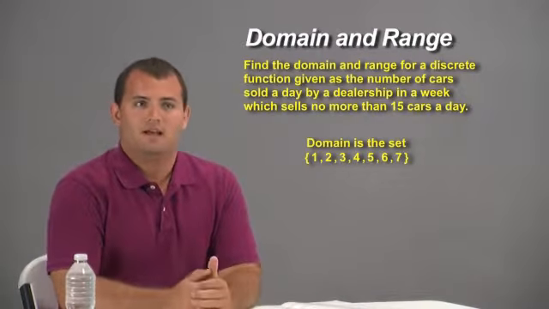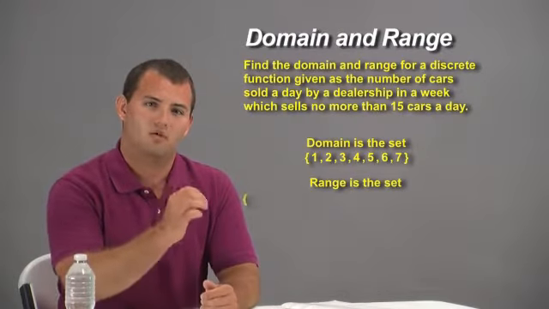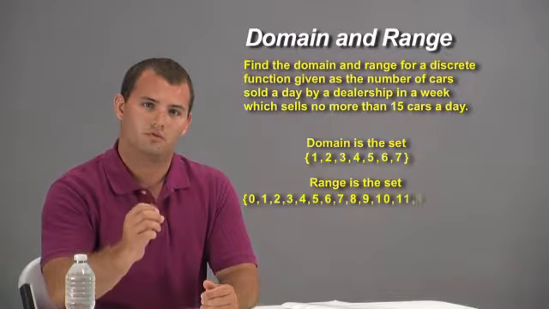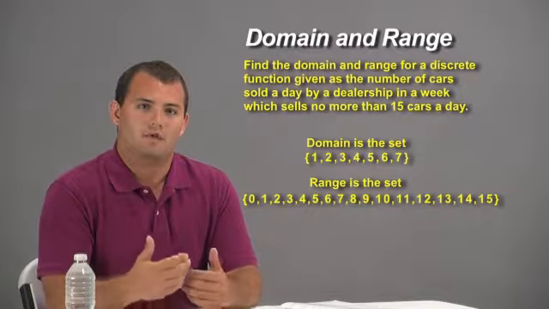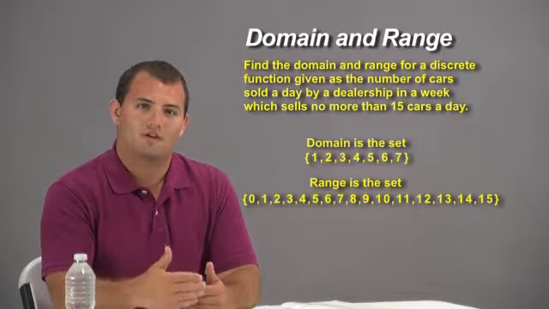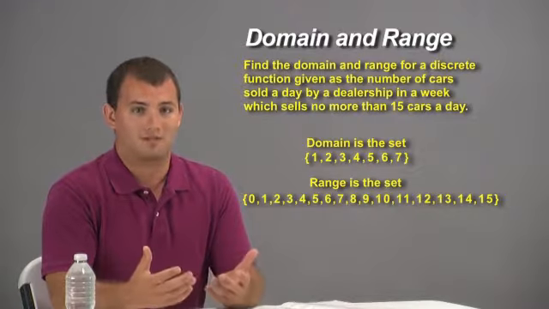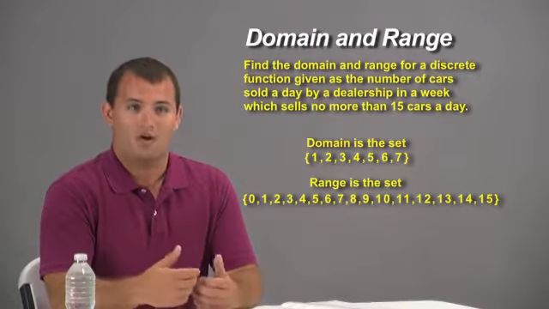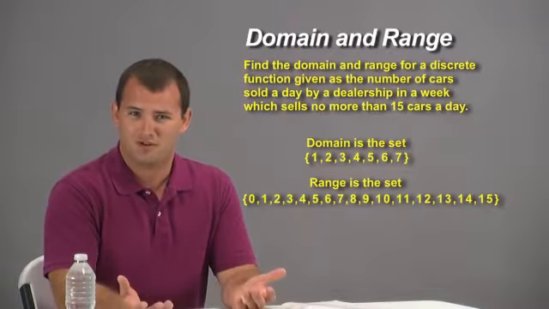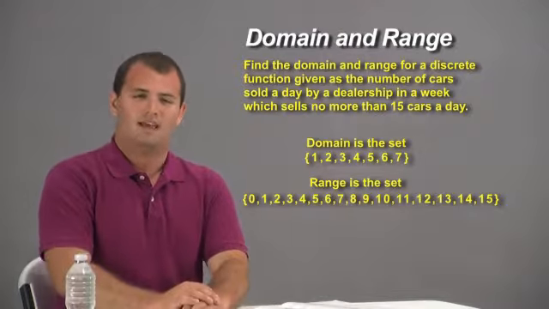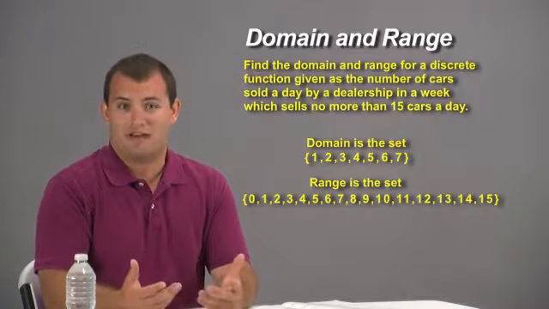All right? Now let's look at the range of the function. I say that it's the set 0, 1, 2, 3, 4, 5, up to 15. And we can say it's up to 15 because the car dealership can sell up to 15 cars a day. We start at 0 because they could possibly sell no cars during the day. And they're all integers because it doesn't make sense to sell half a car. I mean, could you imagine driving home in half a car? All right? It also doesn't make sense that negative values are included because you can't have a negative car.